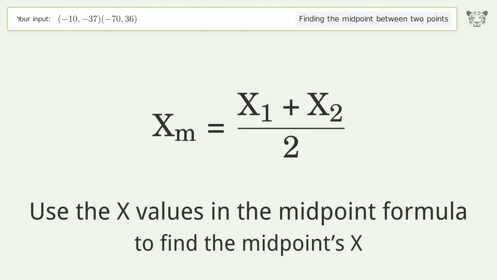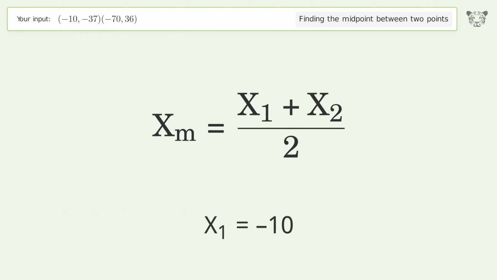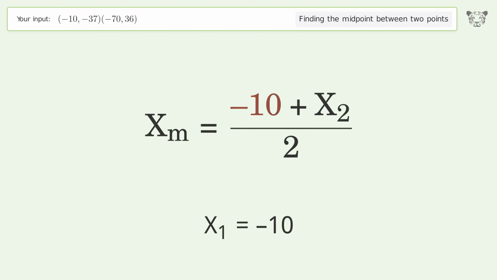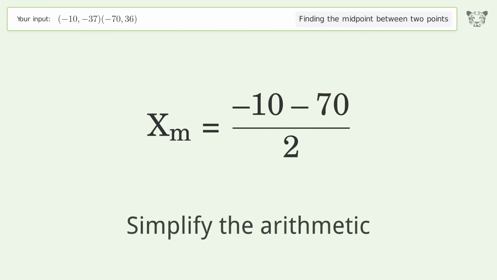Use the x values in the midpoint formula to find the midpoints x. x1 equals -10. x2 equals -70. Simplify the arithmetic.